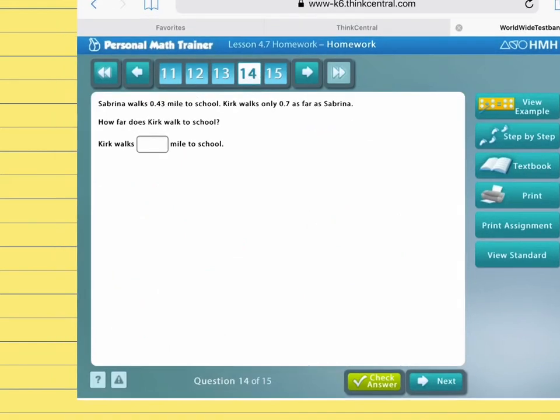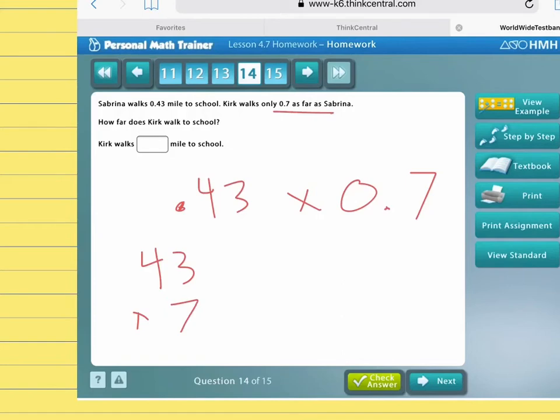Let's unpack all word problems. Sabrina walks 0.43 miles to school, and Kirk walks 7/10 as far. As far means times, so it's 0.43 times 7/10. I'm going to go ahead and rewrite this here. 43 times 7. I've got 3 decimals that go up in the palm tree. There we go. 3 decimals up there.